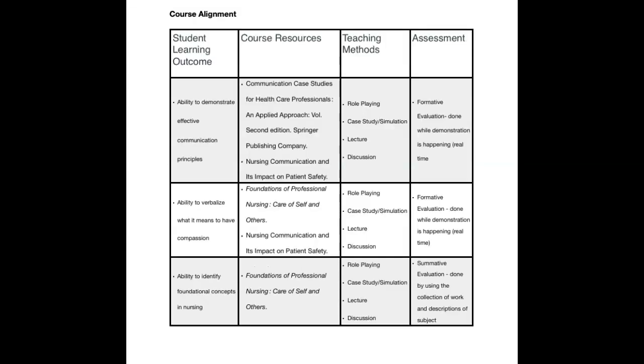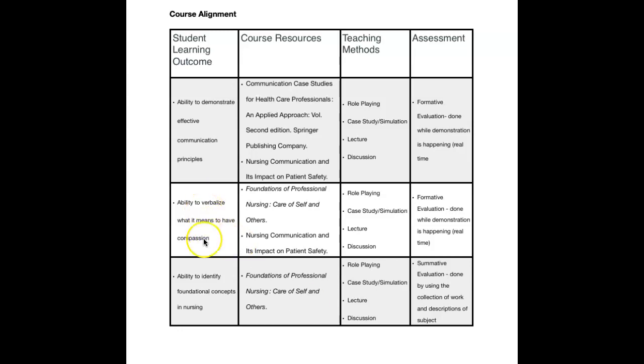Course alignment. Here we have the student learning outcomes, which we discussed earlier. Course resources. So for the ability to demonstrate effective communication, the communication case studies book is going to be the resource for that, as well as nursing communication and its impact on patient safety. For this, we're going to do role playing, we'll do some simulations, lecture, and discussion. The assessment is going to be a formative evaluation done while demonstration is happening.